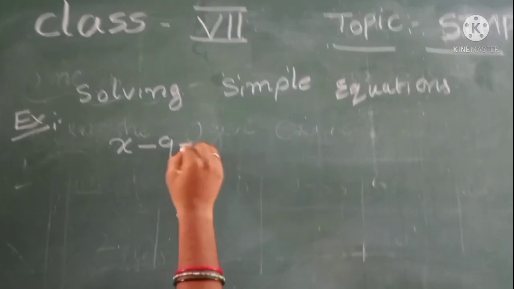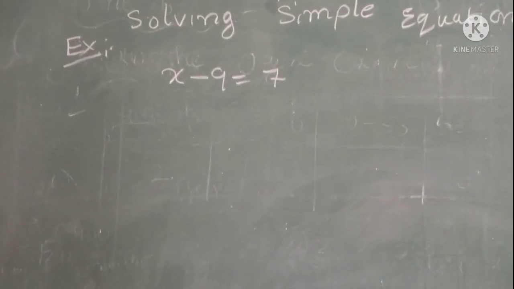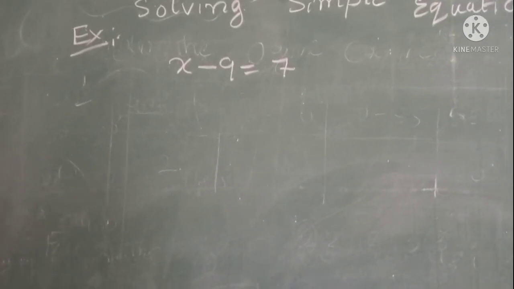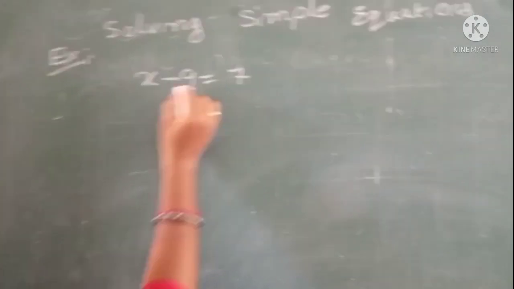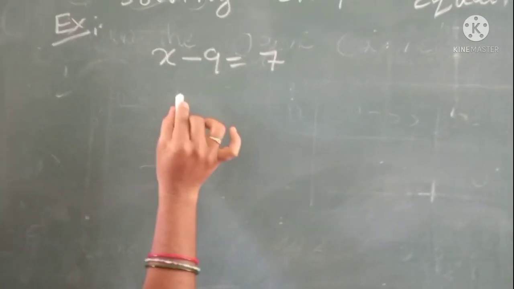x minus 9 equals 7. This is one simple equation. How to solve this simple equation? So in x minus 9 equals 7, only one variable x should remain.